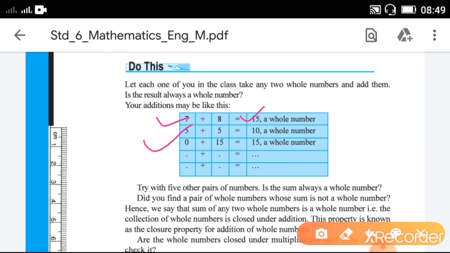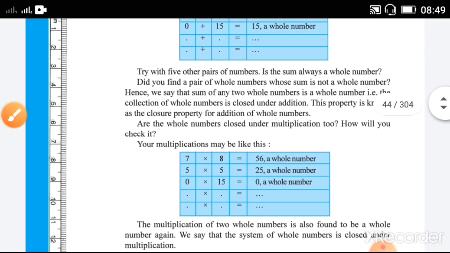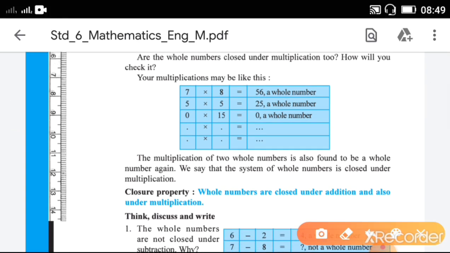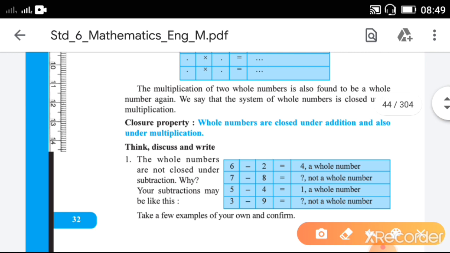5 plus 5, 10. It is also a whole number. 0 plus 15 is equal to 15. It is also a whole number. Next, multiplication of two whole numbers will give you whole numbers. 7 8s are 56. 5 5s are 25. 0 into 15, 0. Hence we can say whole numbers are closed under addition and also under multiplication.